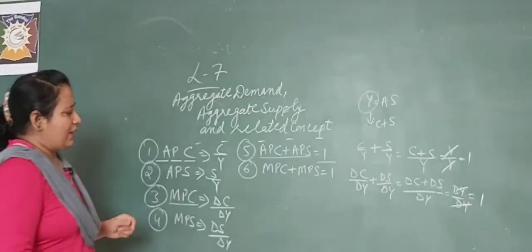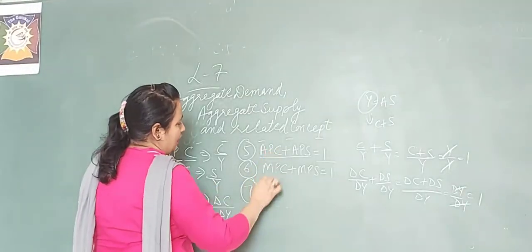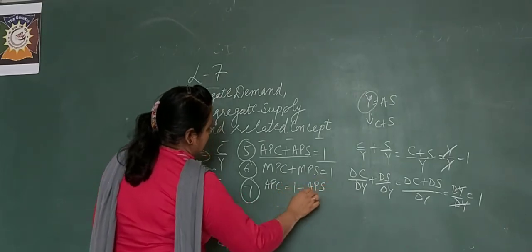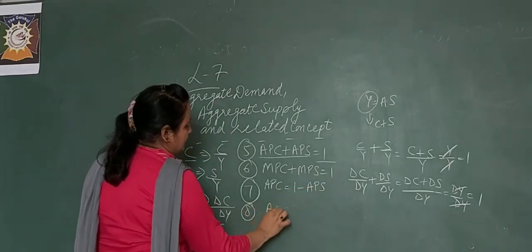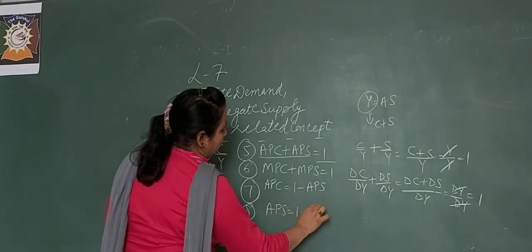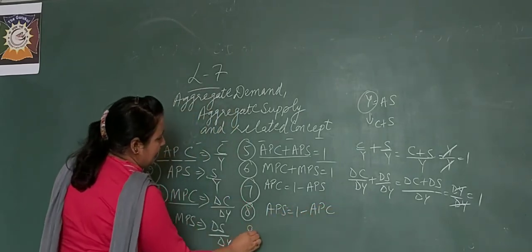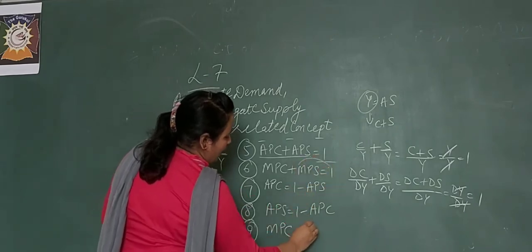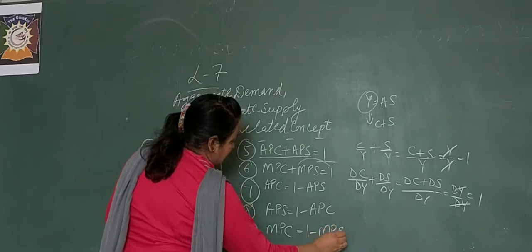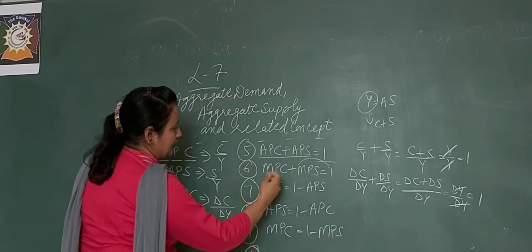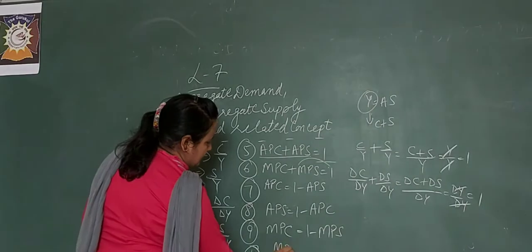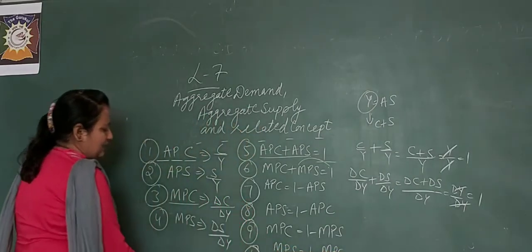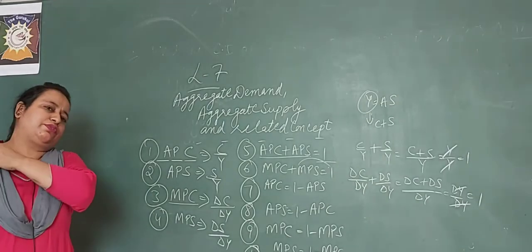The next formulas you can make: APC is equal to 1 minus APS. Next, APS is equal to 1 minus APC. Next, MPC is equal to 1 minus MPS. Last, MPS is equal to 1 minus MPC. These are the formulas to find the numerical portion of this chapter.